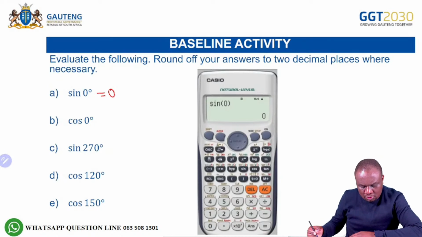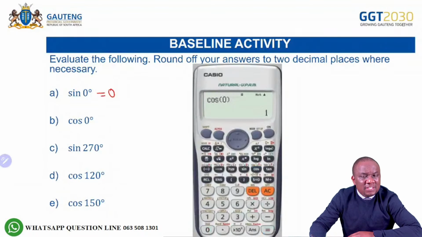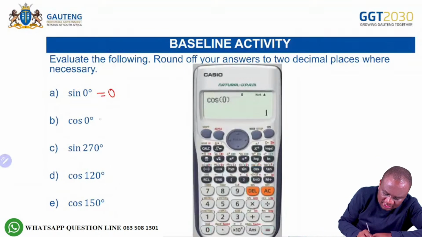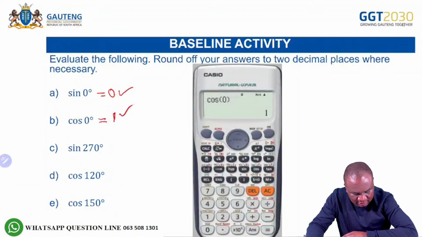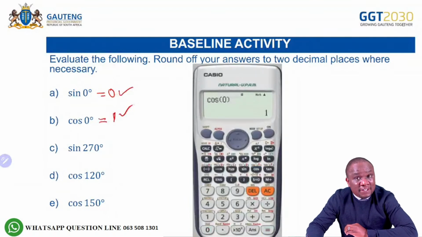Then let's go to the next one. Cos 0 degrees. Again, we follow the same steps on the calculator: cos, then 0, close bracket, equals. Do you see that cos 0 is not 0? It is 1. Cos 0 degrees is equal to 1. Please mark that. Now you know how to use the calculator. You can try to do C, D, and E very fast before I show you the answers.